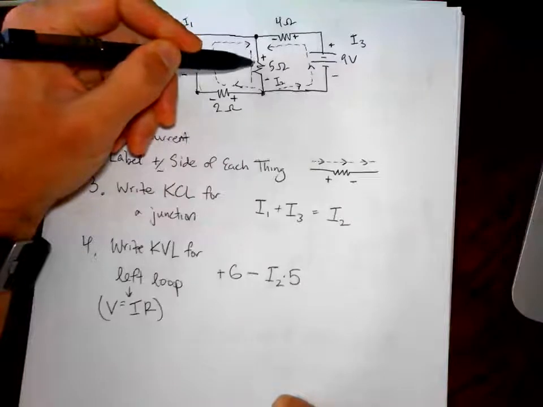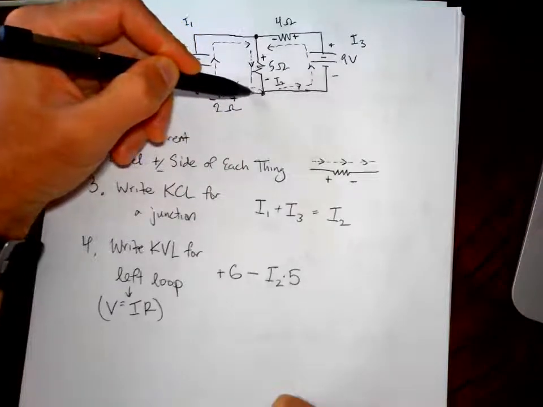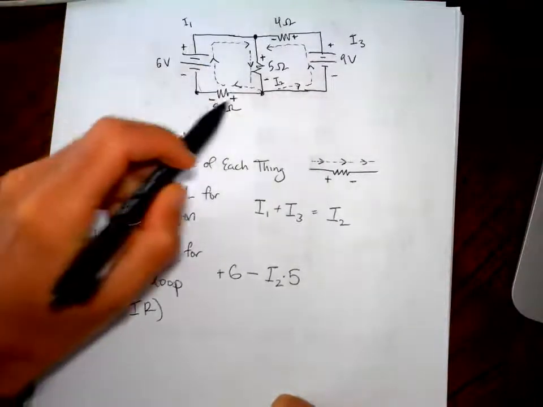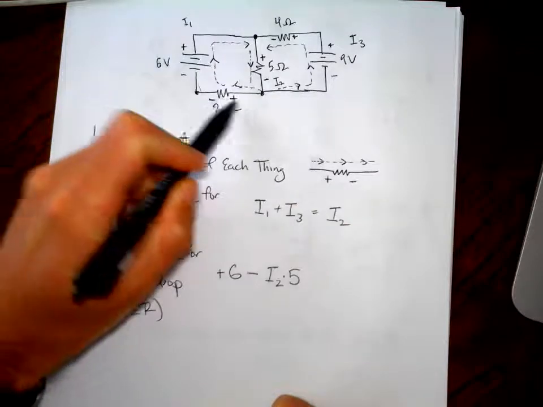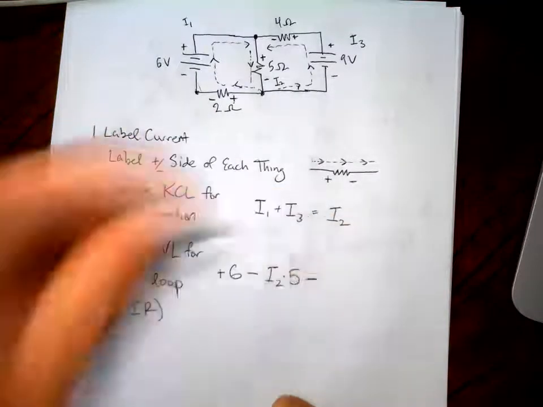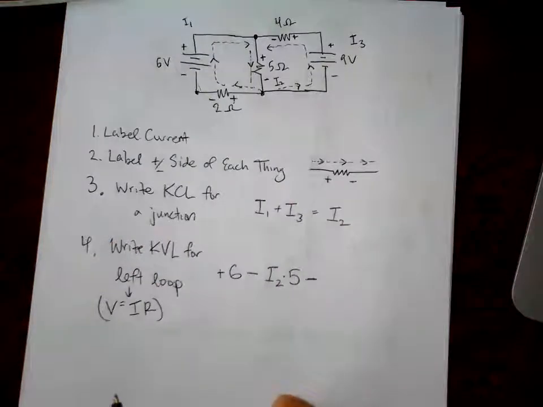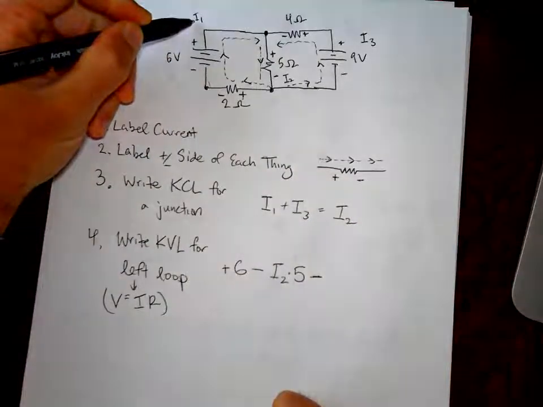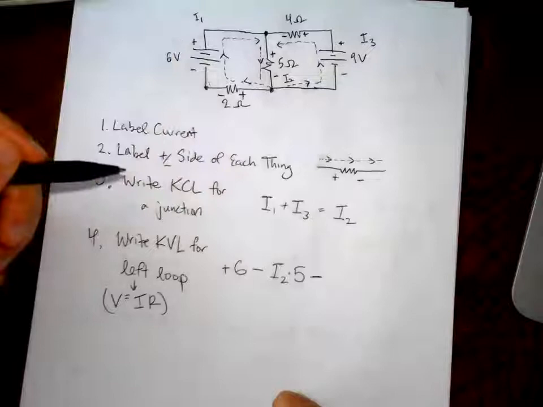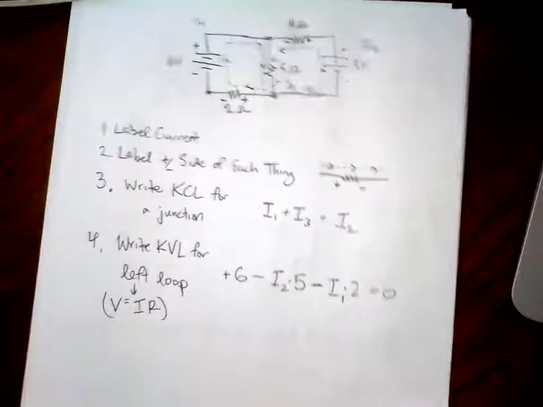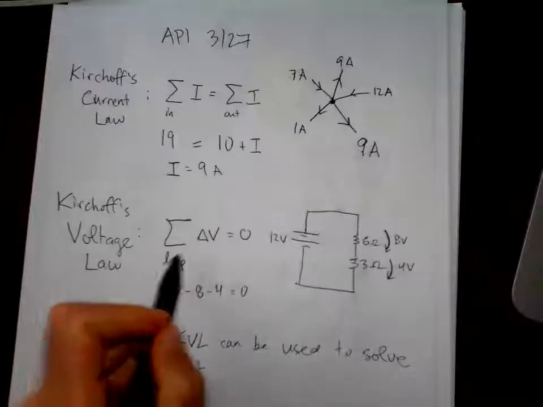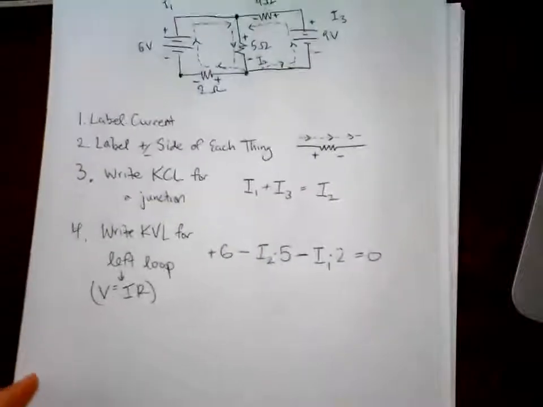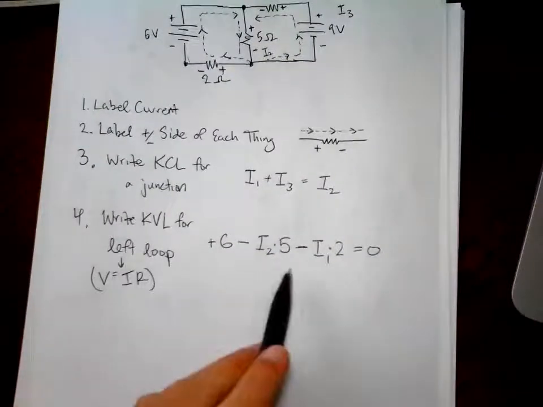Then I get to this corner and I continue going around my loop to right here. When I hit this 2 ohm resistor, notice how I'm going from positive to negative through that resistor, so that's a drop. The current that resistor experiences is I1. See how it's on the I1 segment? So what I've done is add up all the voltage changes around the loop and set it equal to 0. That's my KVL equation for the left loop.